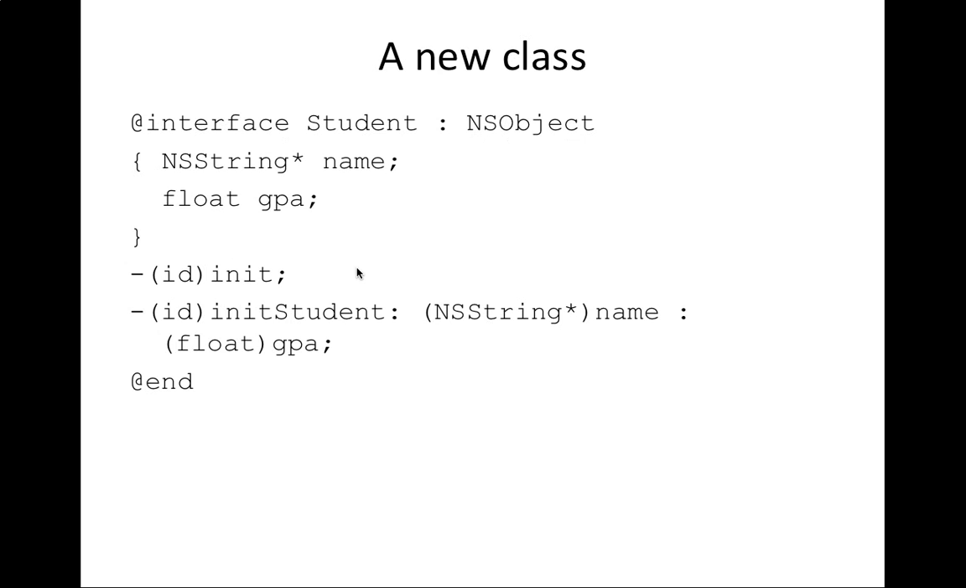So here's a new class. What do we got here in this example? We have interface Student, and it's inherited from NSObject, and we have name and GPA, and then we have init. Well, that's going to be the initializer, default constructor, or initializer. And initStudent, well, that's another one. So just the same way as in Java, where you can have multiple constructors, you can have multiple initializers in Objective-C. So initStudent is going to take an NSString name and a float GPA.